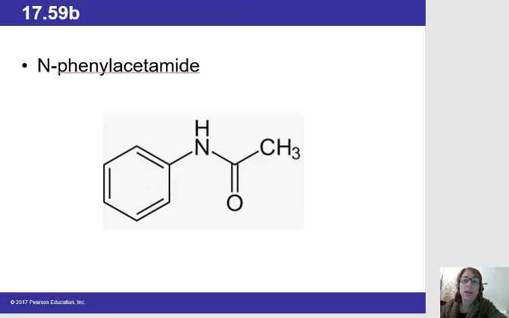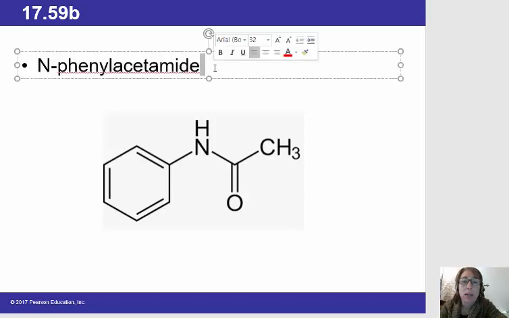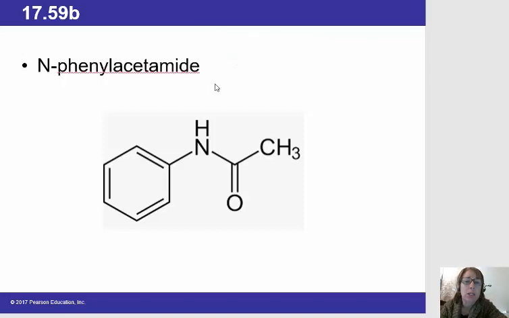All right, and then 17.59b, N-phenyl acetamide. So I find it easier to work on the carboxylic acid part first. So acetamide, I know that that's going to be derived from acetic acid. So I'll have one carbon that is the carbonyl carbon, and then a methyl. So this comes from acetic acid. And then N-phenyl. So that means that there's an aromatic or benzene ring directly bonded to the nitrogen. There's one N, so only one carbon-containing substituent aside from the carbonyl.